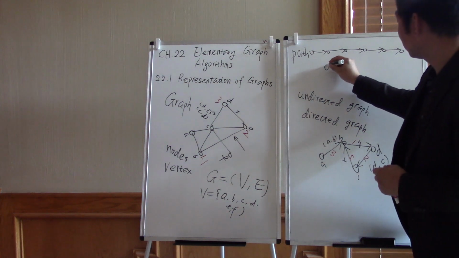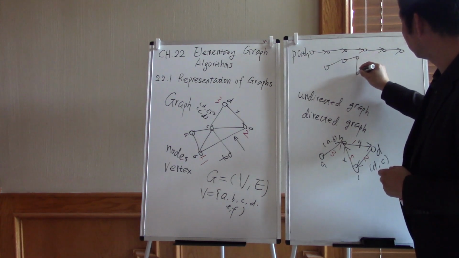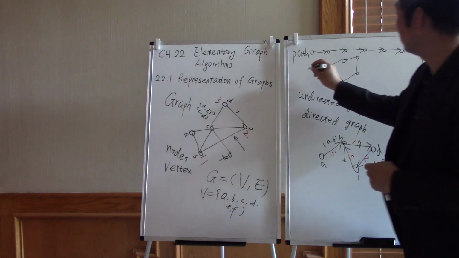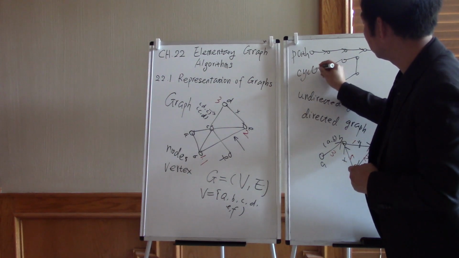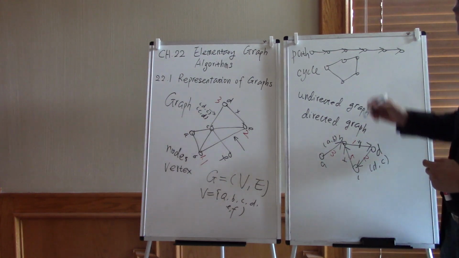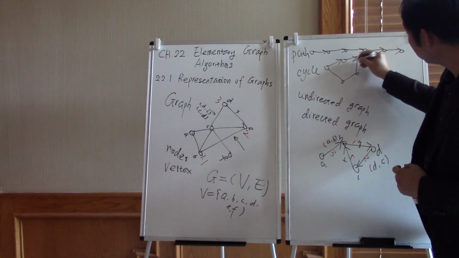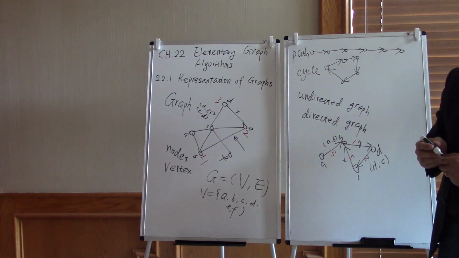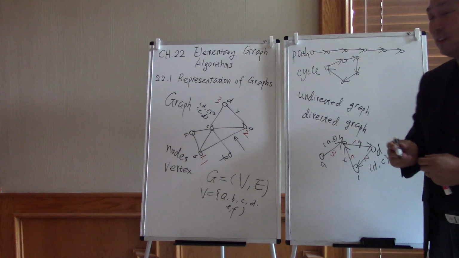And what is this? No, that's called a cycle. So here the cycle has no directions, it's an undirected cycle. But we can also add direction to the edges. Now this becomes a directed cycle. Okay, so one more thing.